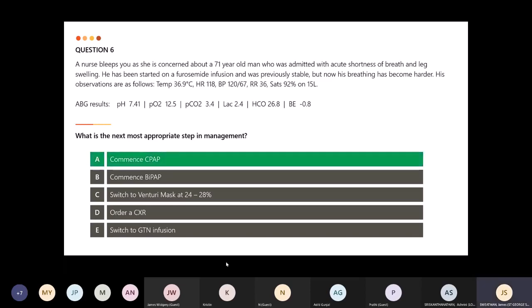Okie dokie. So the answer was, in my mind, commence CPAP. But I can see where people were going for chest X-ray, and that's perfectly reasonable. Quite a few of you went on to Venturi as well. So we'll go through the answer.